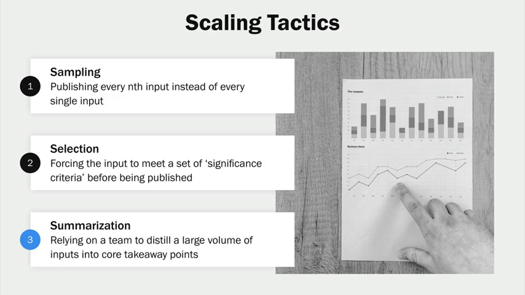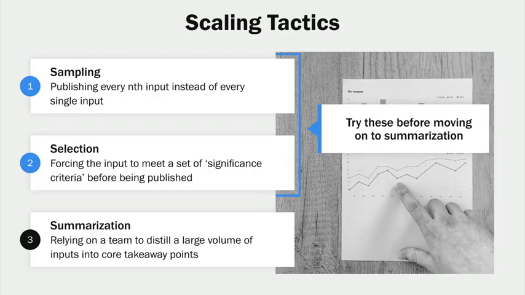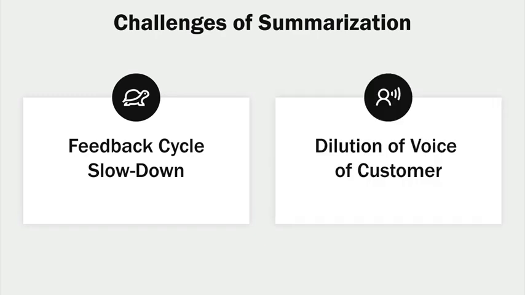Summarization refers to when you rely on a team to distill a large volume of inputs into its core takeaway points. For example, for NPS, you might rely on the marketing team to read through a whole month's NPS responses. They would write up the key takeaways in a monthly summary and publish it to the feedback river. Between these options, it's usually preferable to try using sampling or selection before going to summarization. Summarization is less preferable than sampling and selection for 2 reasons: feedback cycle slowdown and dilution of VOC.